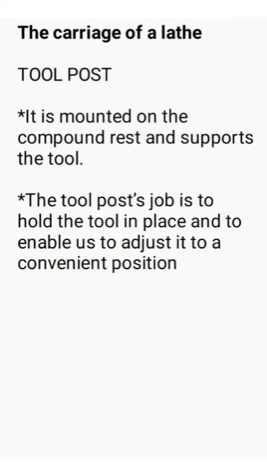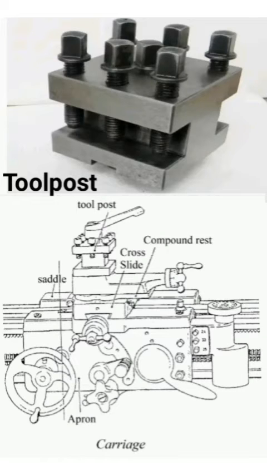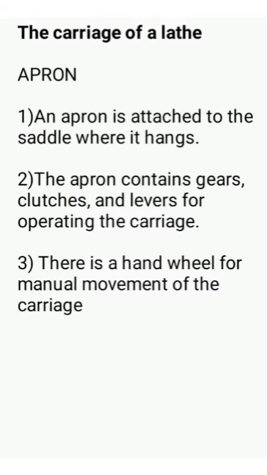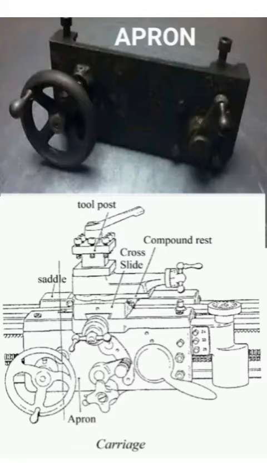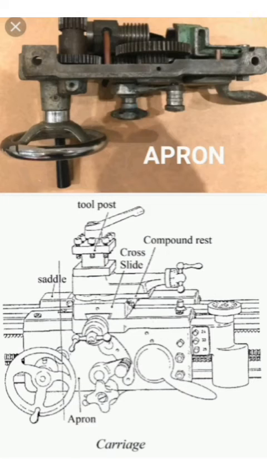The tool post itself is mounted on the compound rest and supports the tool. The tool post's job is to hold the tool in place and to enable us to adjust it in a convenient position. Lastly, we have the apron. An apron is attached to the saddle where it hangs. The apron contains gears, clutch and lever for operating the carriage. There is a hand wheel for manual movement of the carriage.